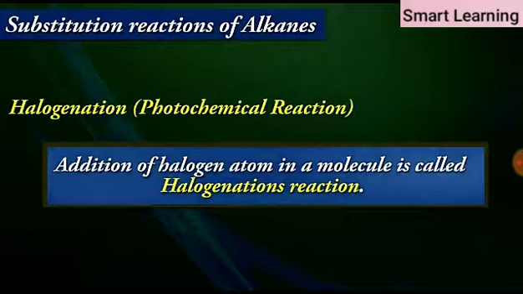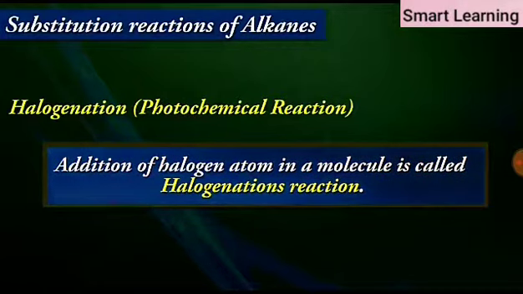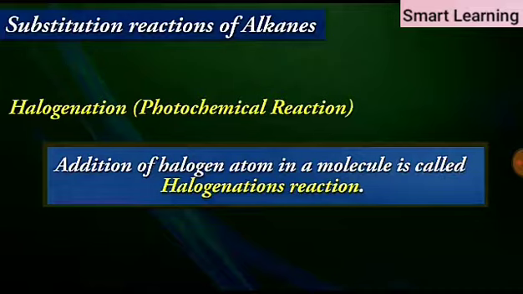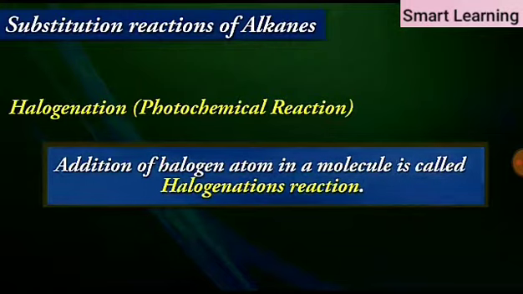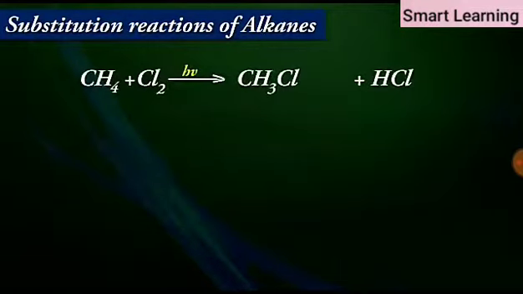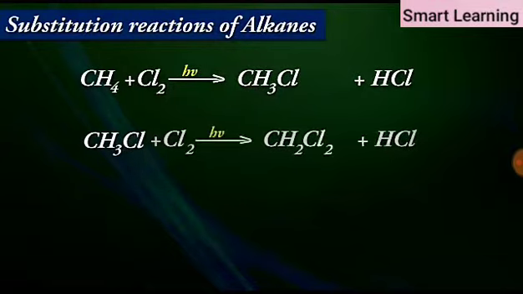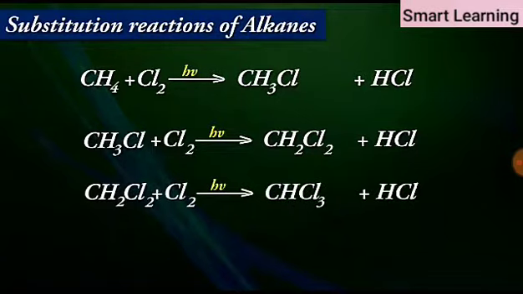Halogen, in the presence of sunlight, dissociates into radical and substitutes hydrogen from alkane, resulting in alkyl halide. Methane, on reaction with chlorine gas in the presence of sunlight, produces chloromethane, thereby eliminating one molecule of hydrogen chloride. It is important to understand that the reaction will proceed until all the hydrogen atoms are replaced by halogen.